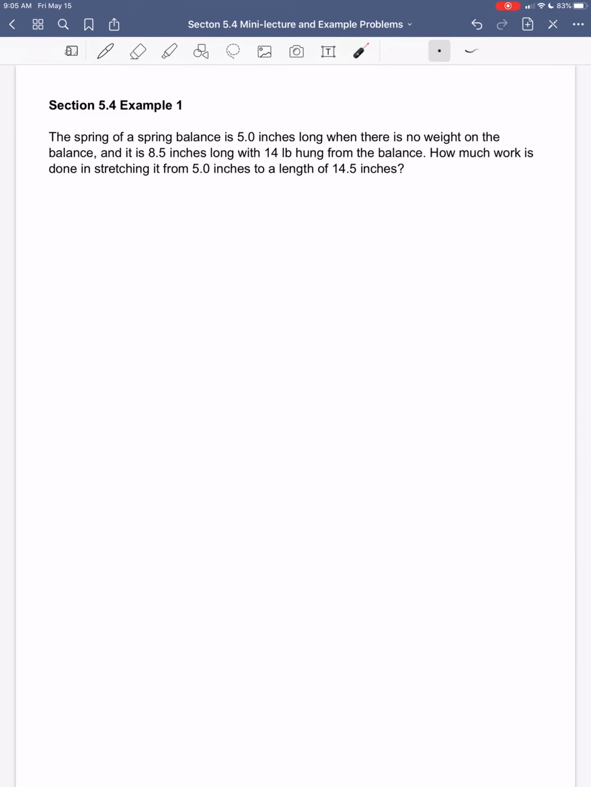So this goes back to what we did a little bit earlier here. The spring of a spring balance is 5 inches long when there's no weight on the balance, and it's 8.5 inches long with 14 pounds hung from the balance. How much work is done in stretching it from 5 inches to a length of 14.5 inches? Okay, so we didn't do that second part, but we looked at the first part, and we used that to do the spring constant, back earlier.